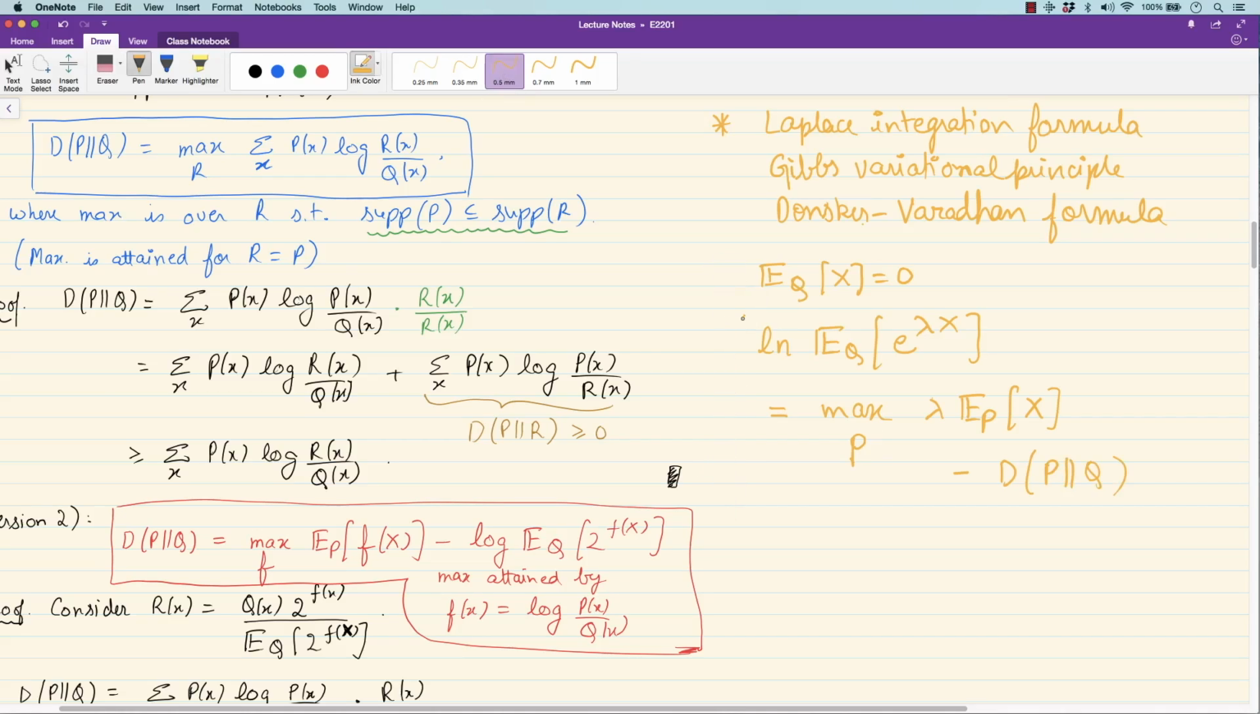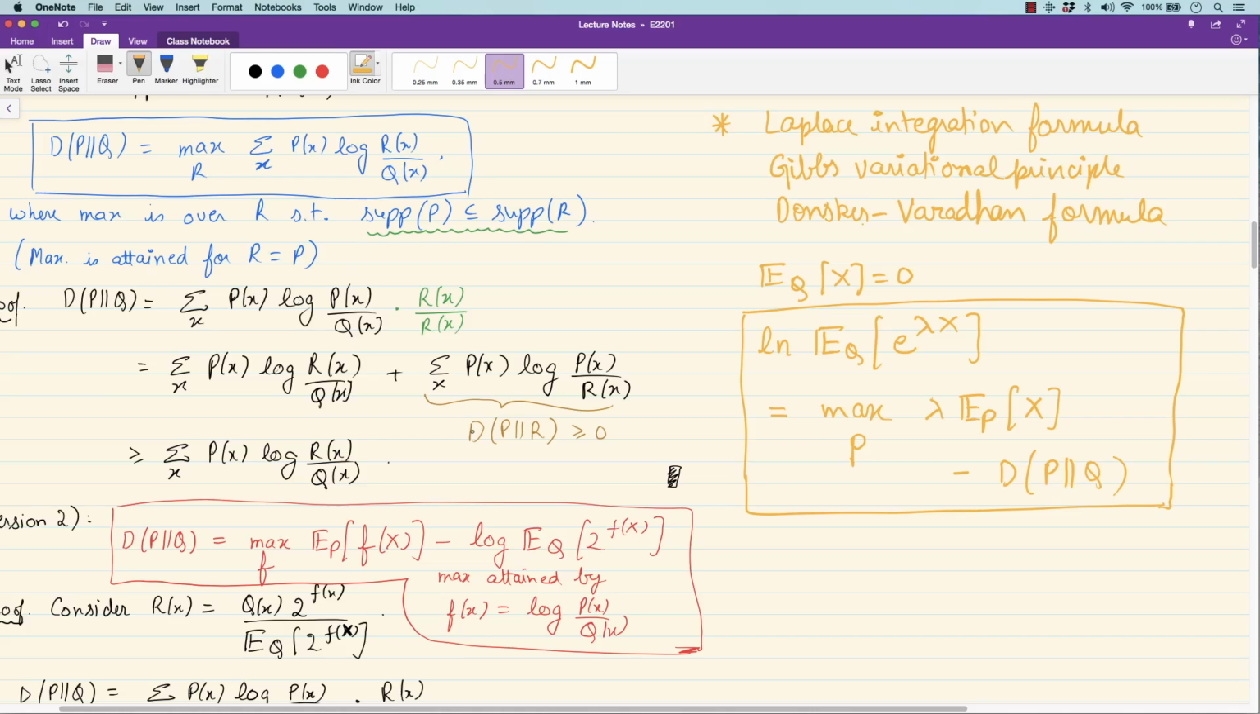Okay, so this formula, which is very similar to the one here, is called the Gibbs variational principle. So instead of divergence, I have this thing on this side, and this is a very useful formula, which comes up in many places, and it's related to this formula. So indeed, this formula is not new.